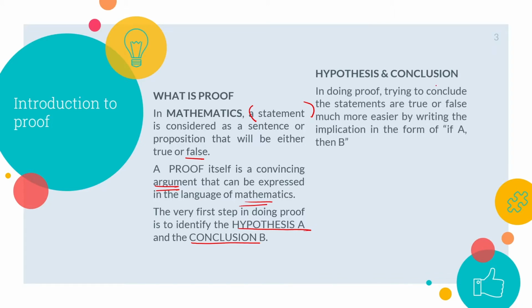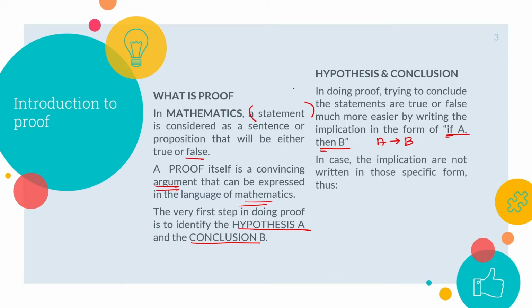In doing proof, trying to conclude the statement are true or false is much easier by writing the implication in the form of if A then B. So this is the implication form that you have learned in chapter 2, which is if the statement is using if then it will become this, right? A implies B. So in this case, if you want to prove, it is easier if the statement or the question or the proposition is written in this kind of form, which is if then.